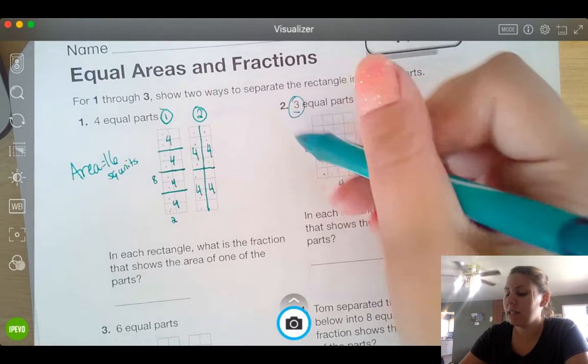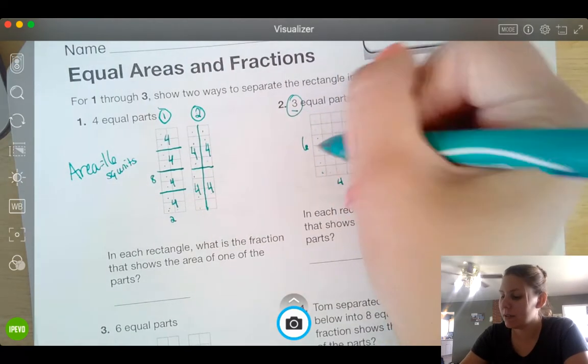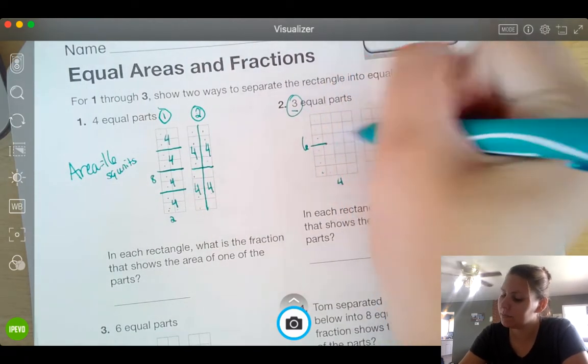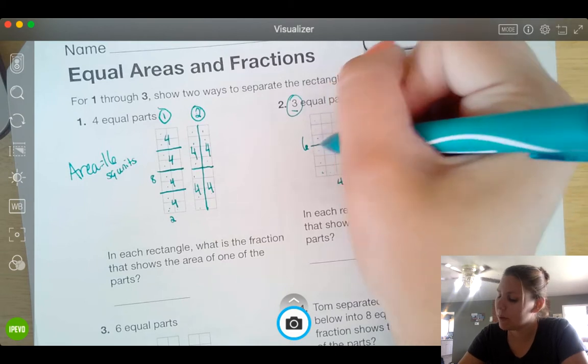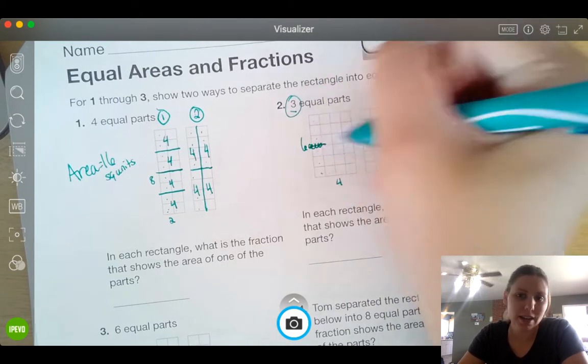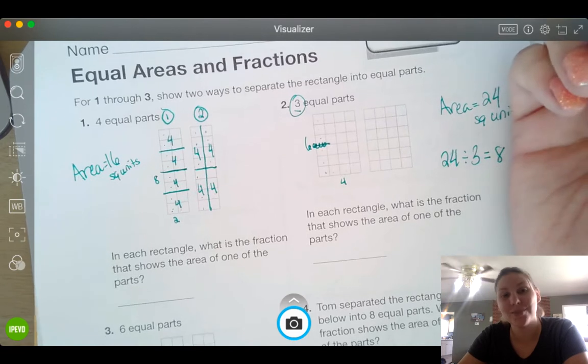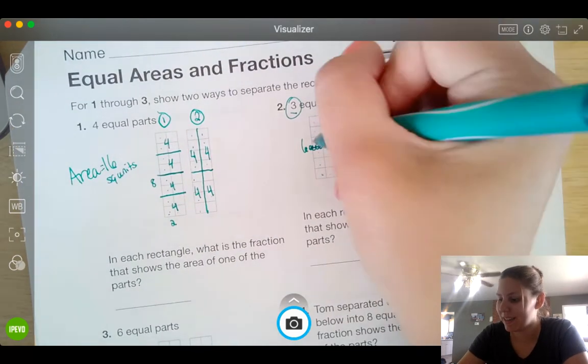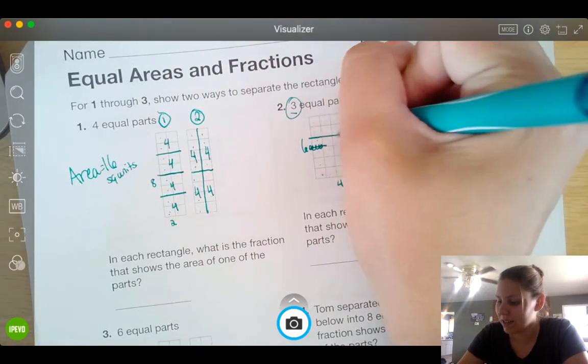Now I notice that 6 is double of 3, so I could still cut this in half. Well, nope, I couldn't. I was thinking, oh, I'll cut it in half and cut it in half again, but that's 4 equal pieces. We need 3. We almost made the same mistake. I could cut it in thirds.